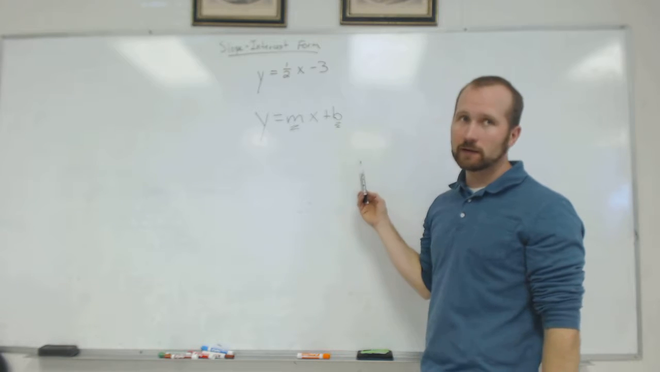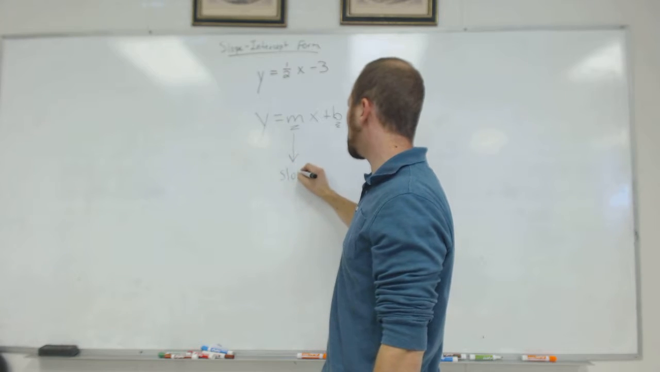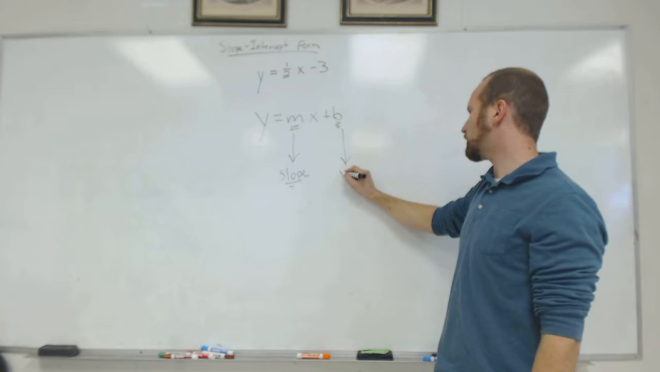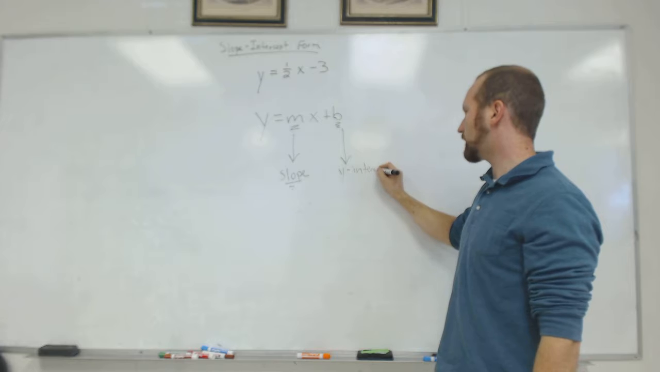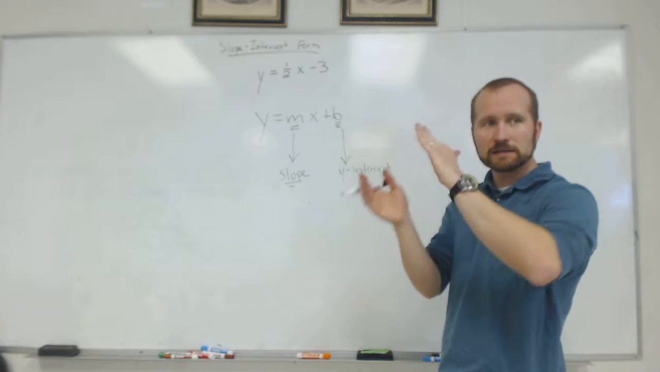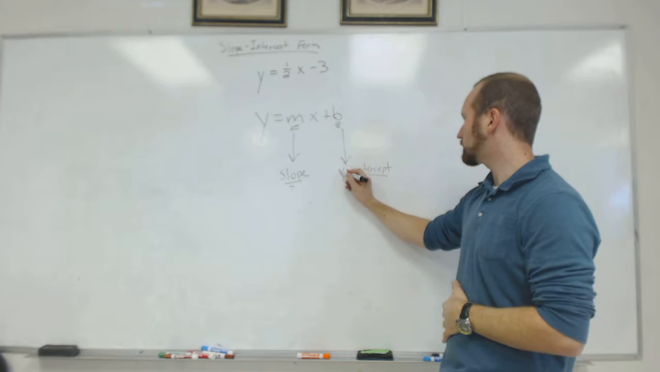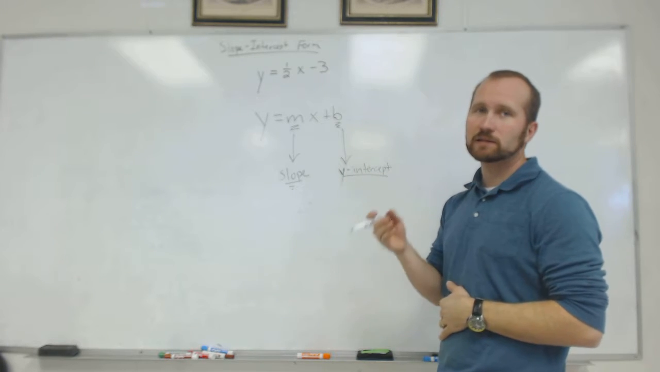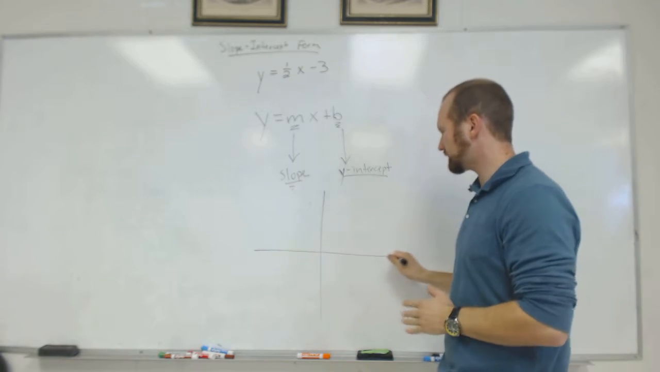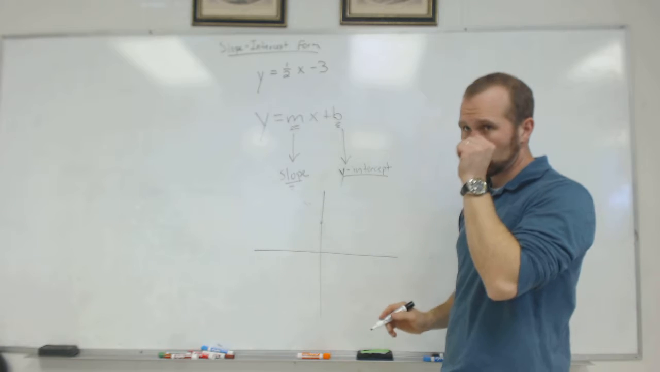And m and b have meanings. M is actually the slope of the line. And b is what's called the y-intercept. So we've talked about slope. Slope is the steepness of the line. The y-intercept is simply the place where the line hits the y-axis. So if I have an x-axis and a y-axis, the y-intercept is the place where my line crosses the y-axis.